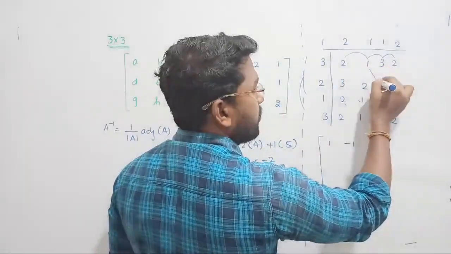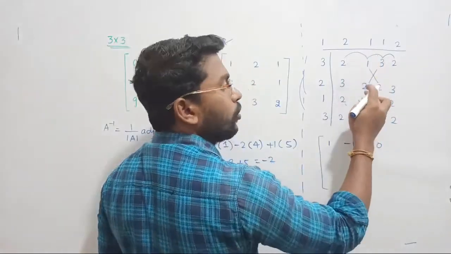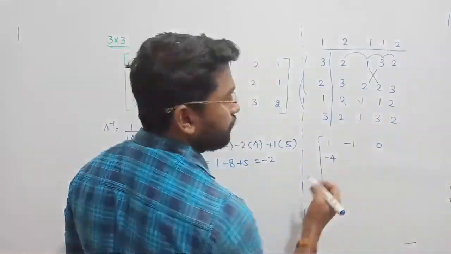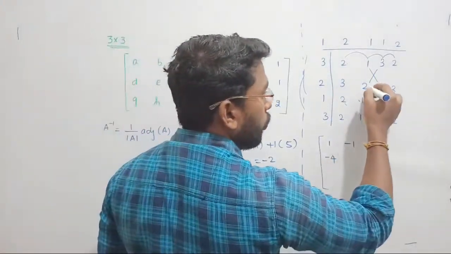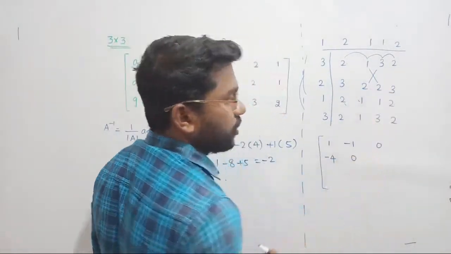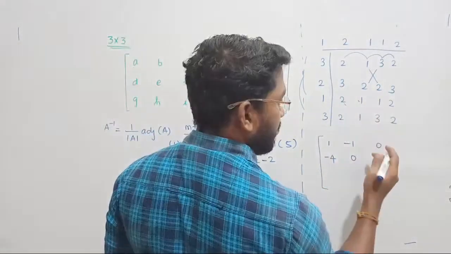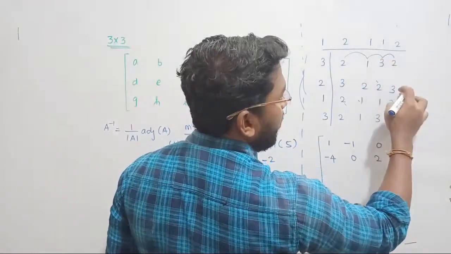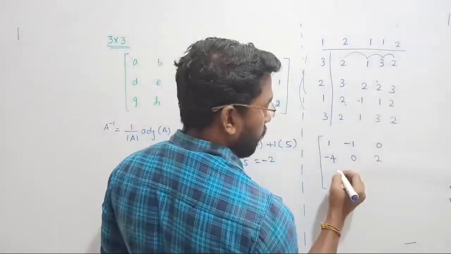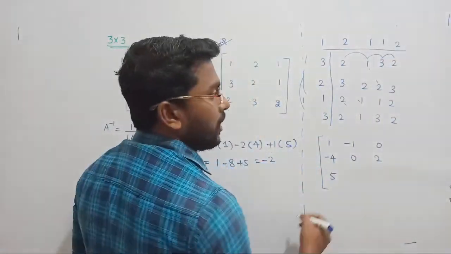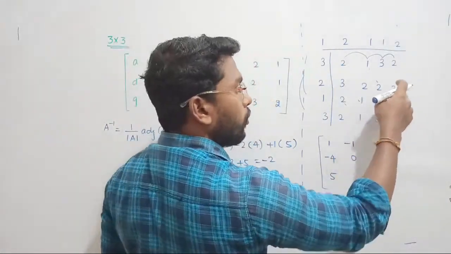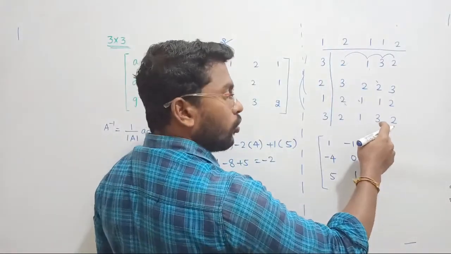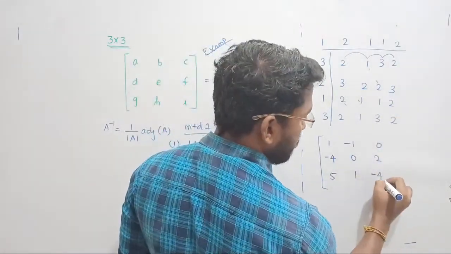Now select the 2 and 3. Repeat the same process. 1 into 2, 2 minus 2 into 3, 6. 2 minus 6 will give you minus 4. Next, 2 into 1 minus 2 into 1 will give you 0. Next, 3 minus 1 will give you 2. Now select the last one. 3 into 3, 9, minus 4 will give you 5. And then 2 into 2, 4, 4 minus 3 will give you 1, and then 1 into 2, 2 minus 6 will give you minus 4.